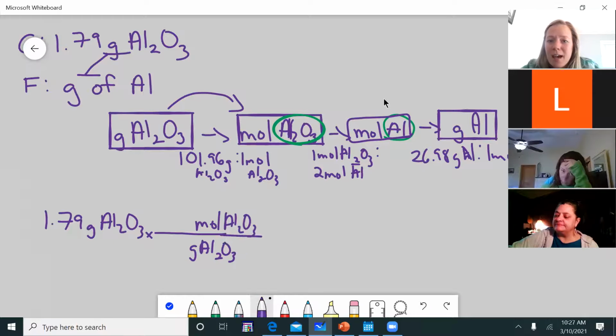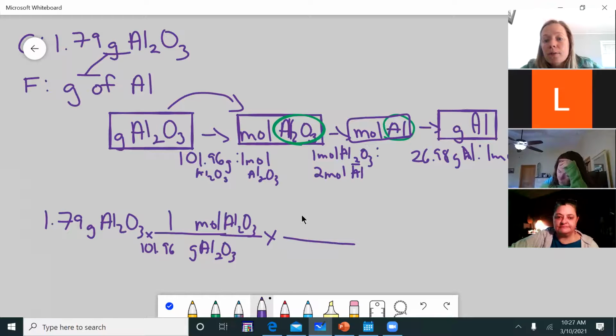And if you've done this step here, if you've made your flow chart and filled in the steps, this becomes very easy. You just take what you have here and you pull it down. So 1 mole of the compound yields 101.96 grams. Next step will be to go from moles of the compound into moles of the element.